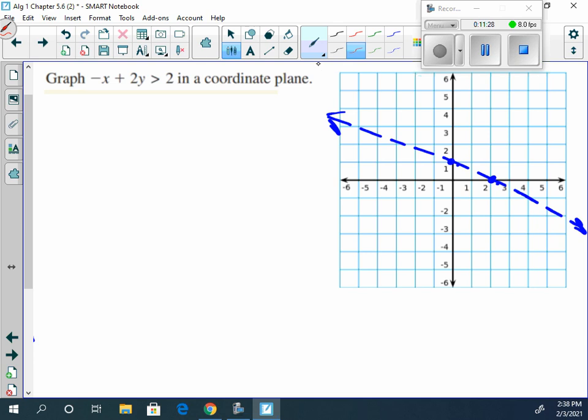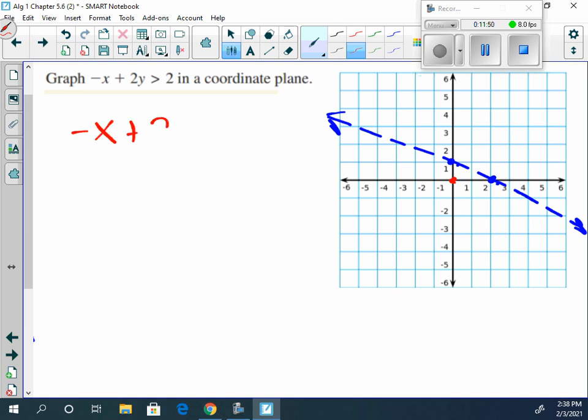So what are we missing? Because there's one last thing we need to do. Well, we need to figure out which side we're going to shade, yes? And how can I figure out which side we're going to shade? We need to check a point. So what would be a good point to check? 0, 0.